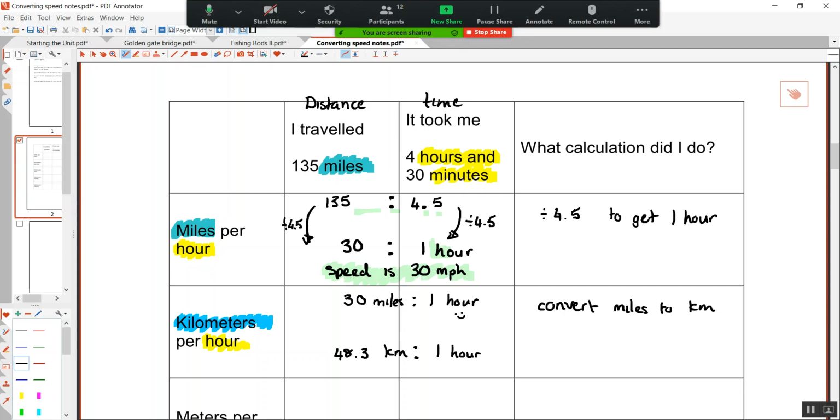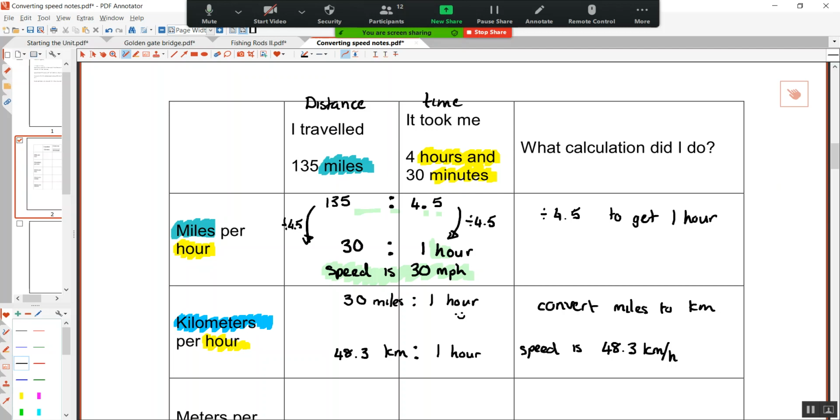Okay. So what's our speed then? Eden, if I travel 48.3 kilometers in 1 hour, what is the speed that I'm traveling? It's really easy. Yeah. Not quite. It is 48.3, but it's not miles because we've converted it to kilometers. Kilometers per hour. That's it. So the speed is 48.3 kilometers per hour. Okay.